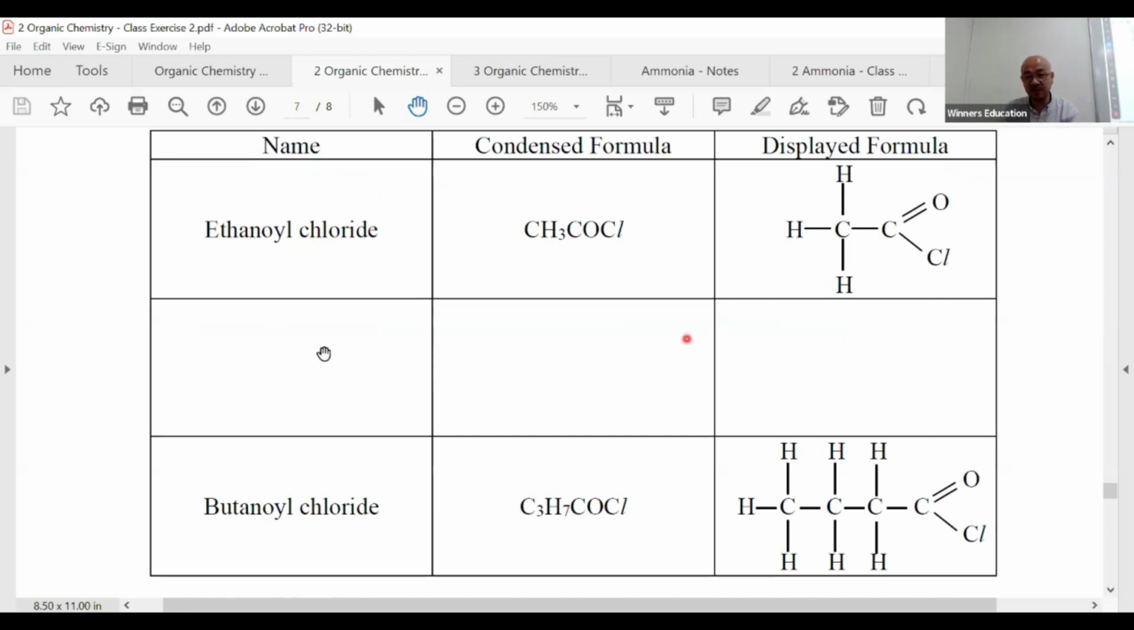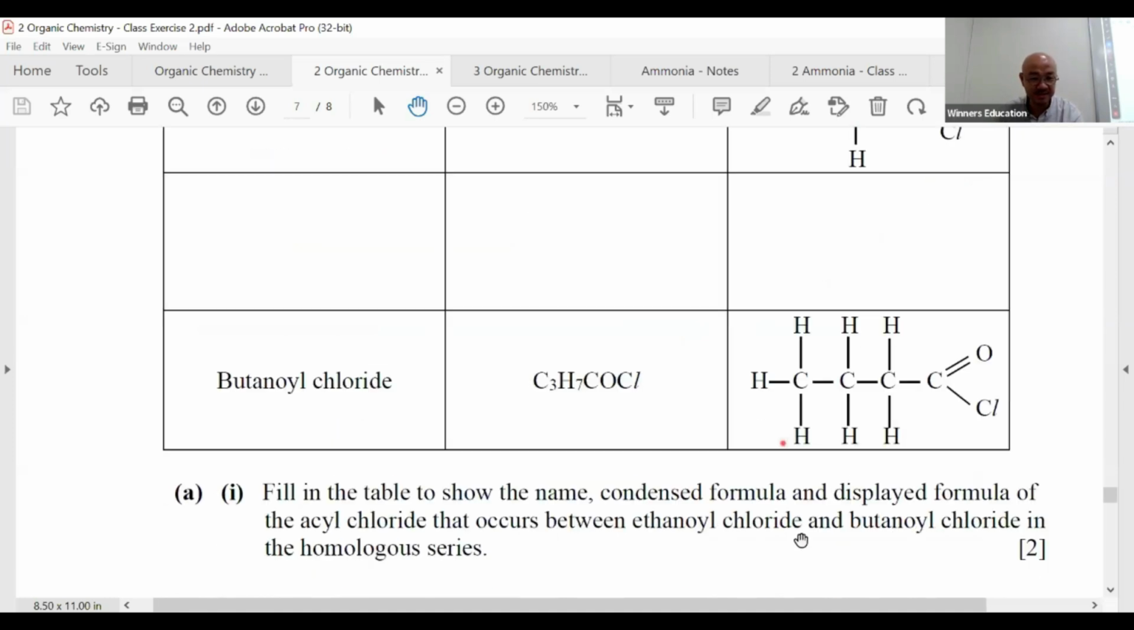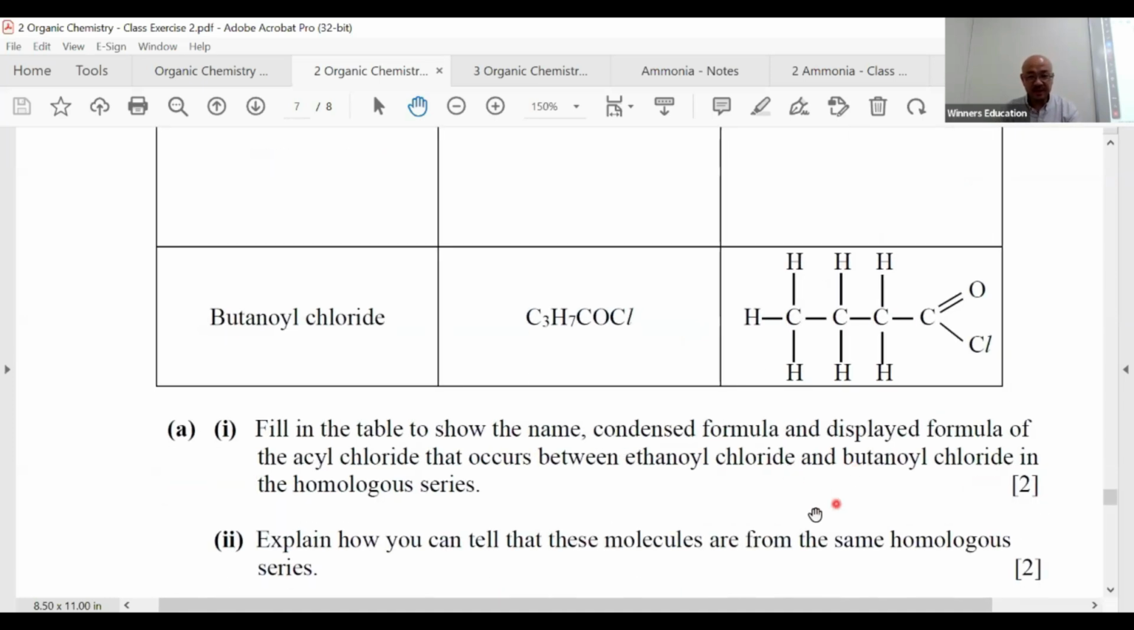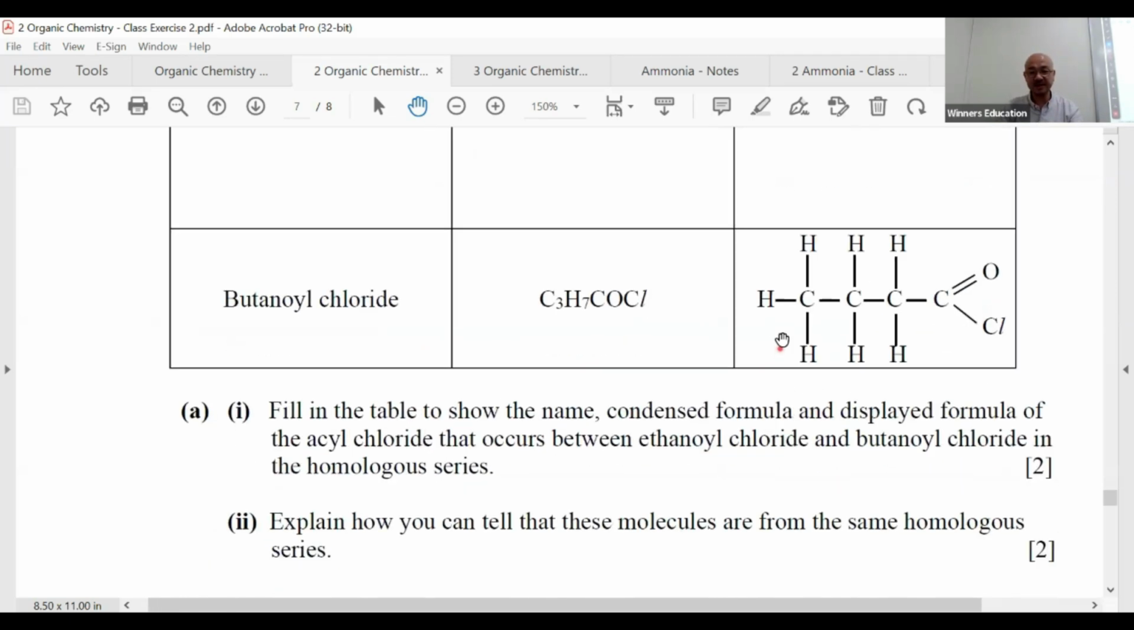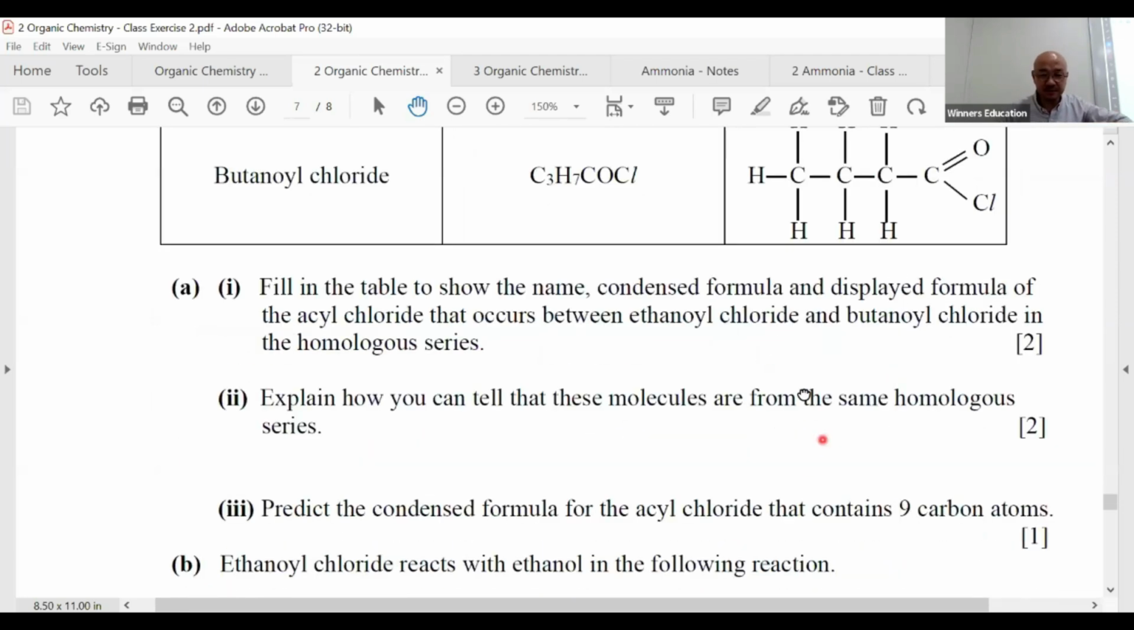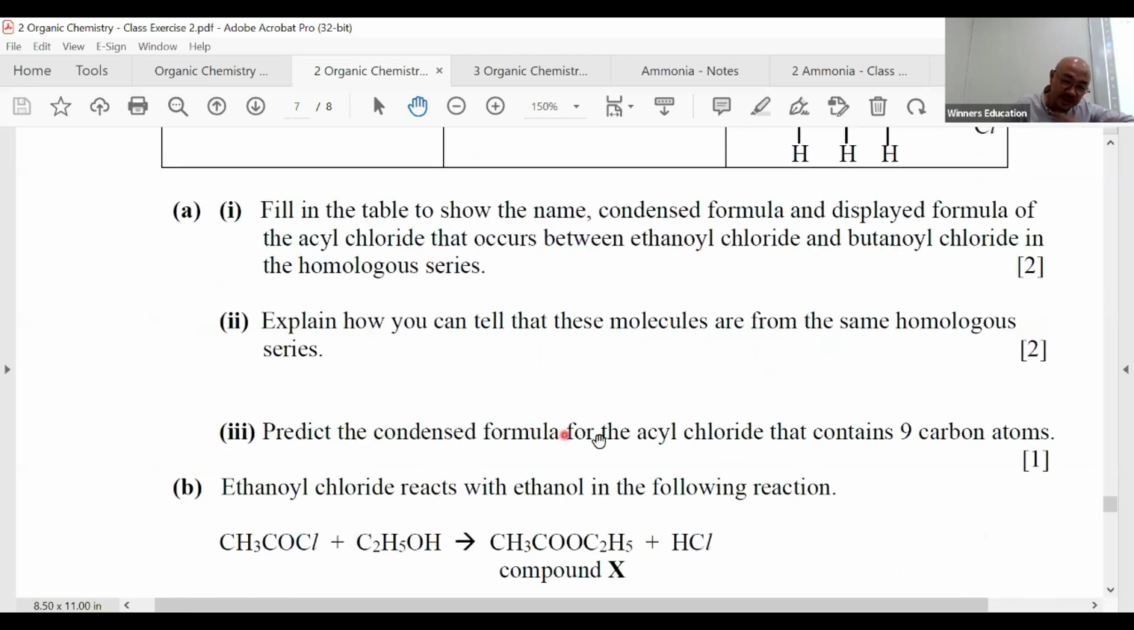So they show you the blank; obviously, they want you to fill it up. Easy. Fill in the table, right? We basically fill it up. Okay, done. And explain how you can tell that these molecules are from the same homologous series. We attack these two first. Okay, three together. Then predict the condensed formula for the acyl chloride that contains 9 carbon atoms.